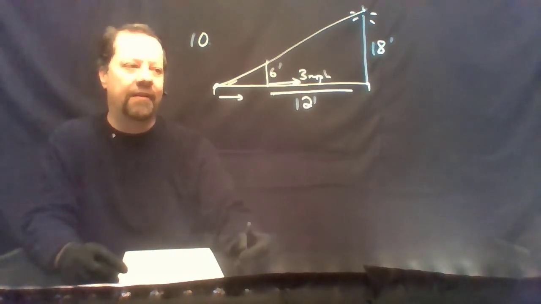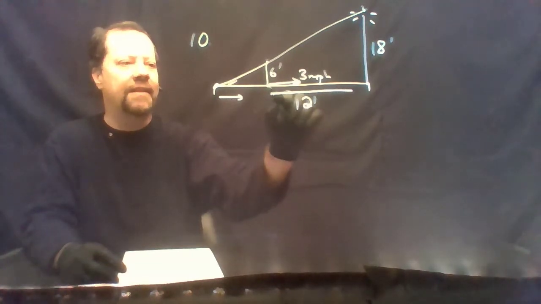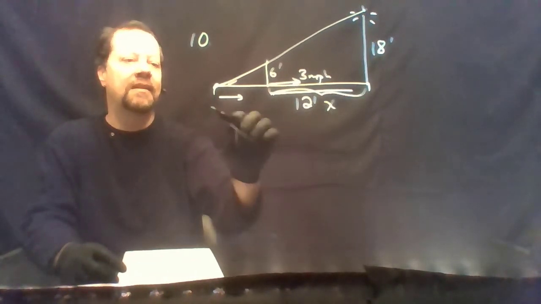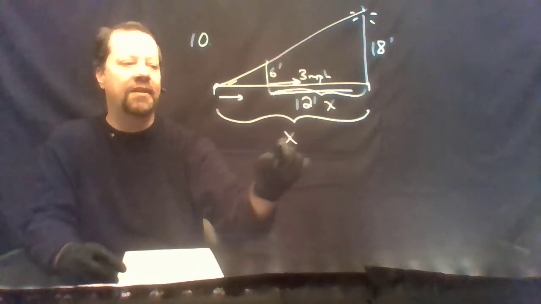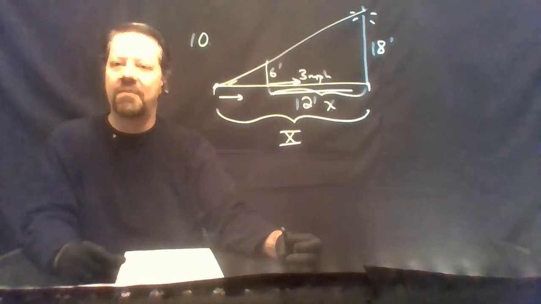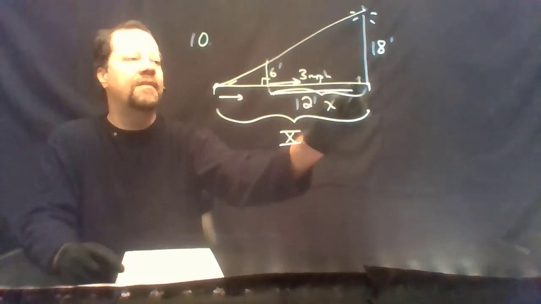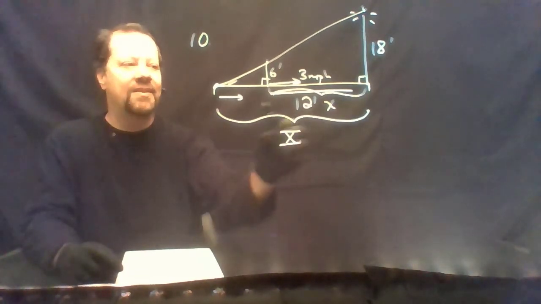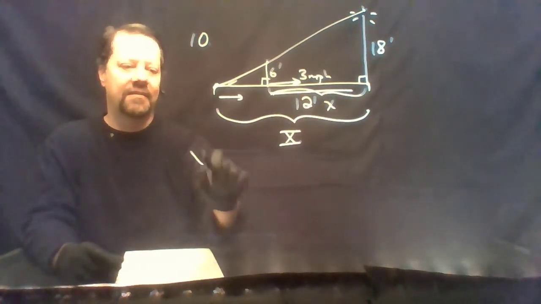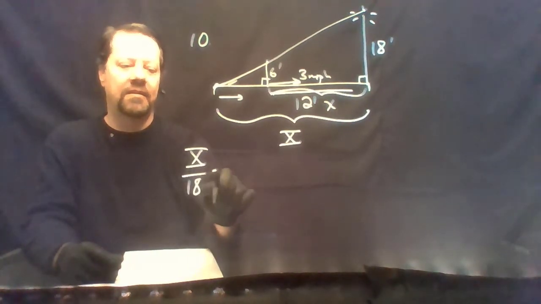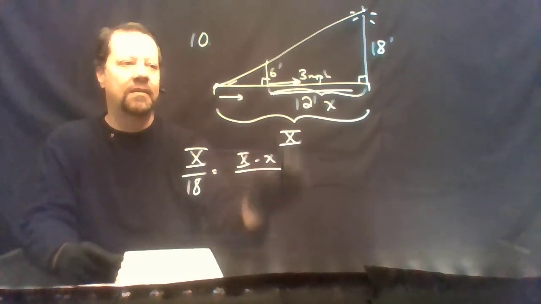So we need to define our variables. This 12 feet is actually a variable. We'll define this to be little x. Since the shadow is moving relative to the lamp, we'll define big X to be the distance from the tip of the shadow to the lamp. We have similar triangles. So, turns out big X divided by 18 will be big X minus little x divided by 6.